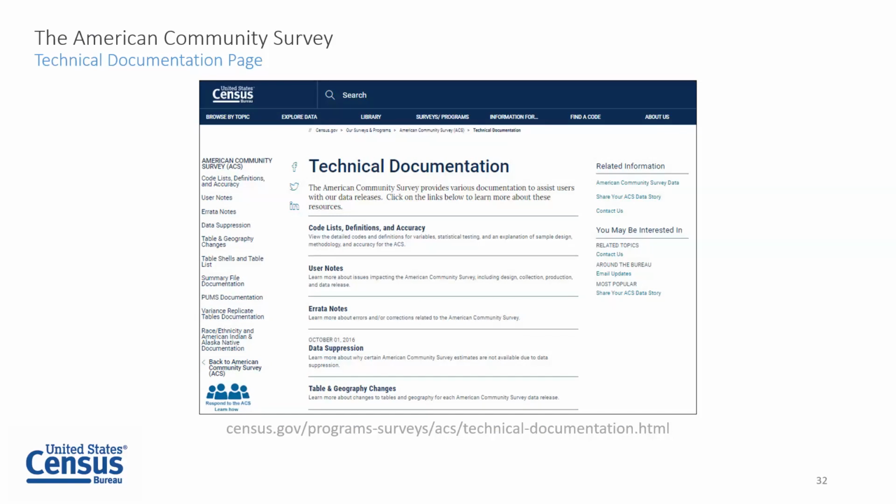Then you can find table and geography changes, and this page covers changes to geography for each year as well as changes to the tables, and it provides the table shelves for each data release as well. Following on to that, you can find the full table shelf and table list in the next section, table shelves and table list. This allows you to view the layout of the ACS tables without estimates and margins of error filled in, as well as a list containing information about each table.